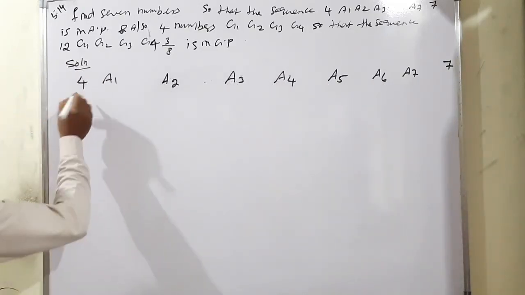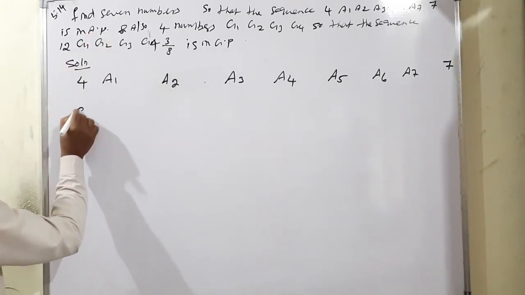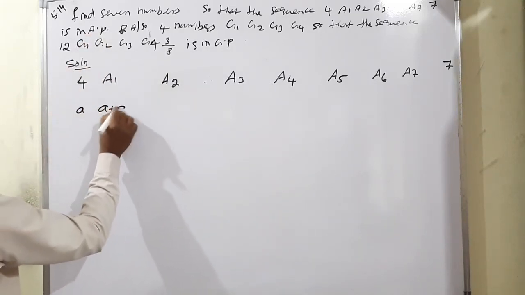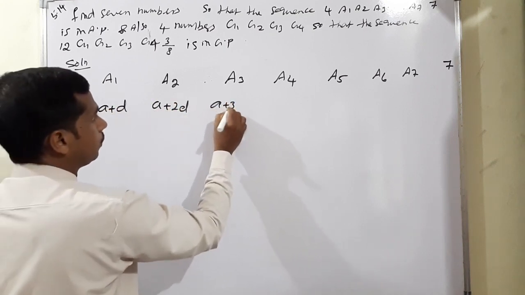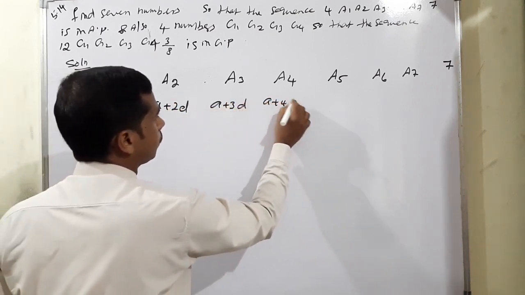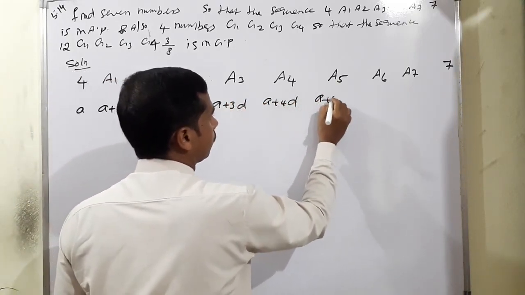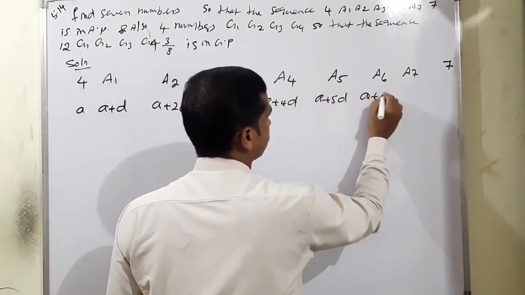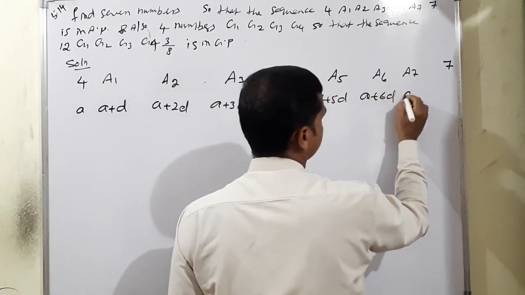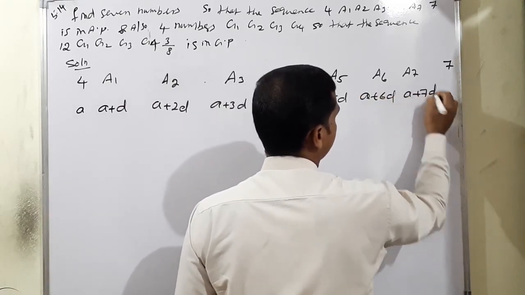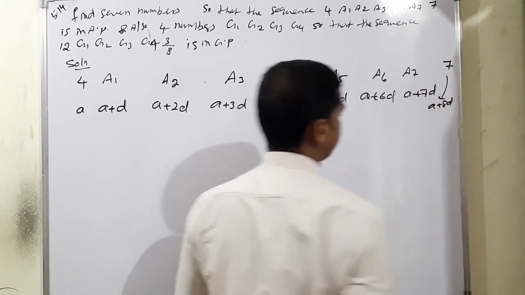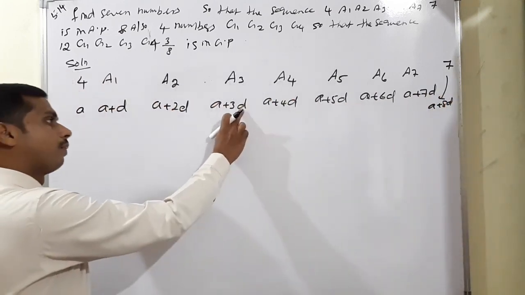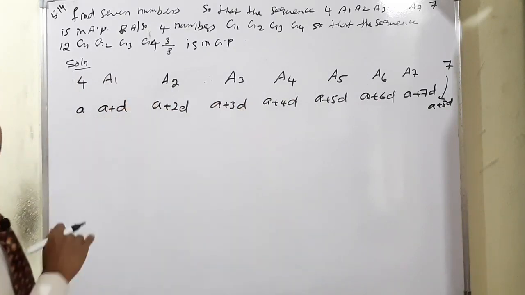Now the condition, arithmetic progression means starting with A, then A plus D, next A plus 2D, next A plus 3D, then A plus 4D, A plus 5D, A plus 6D, A plus 7D, and the last one A plus 8D. That's the series. D means difference, A means the starting number, okay?